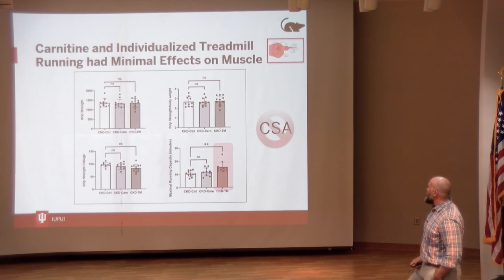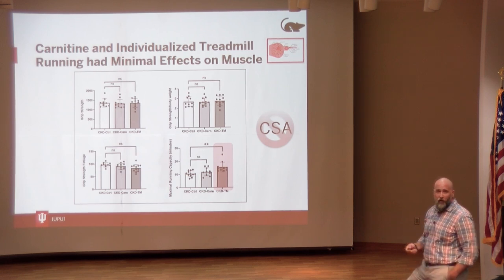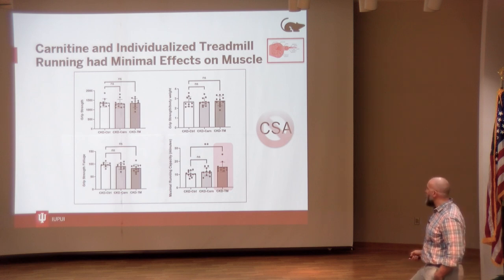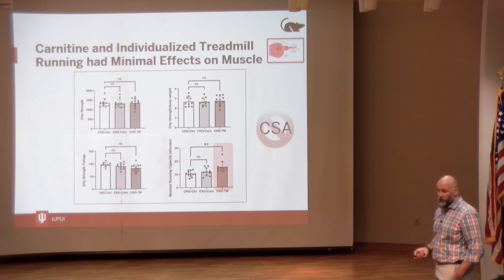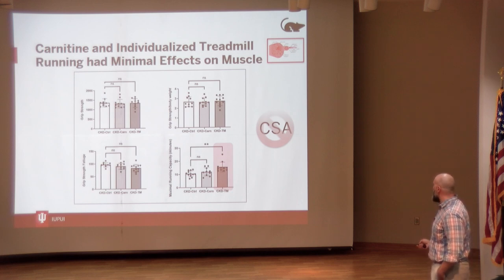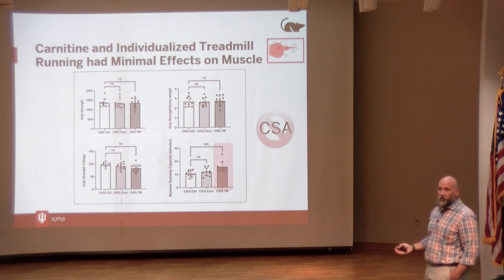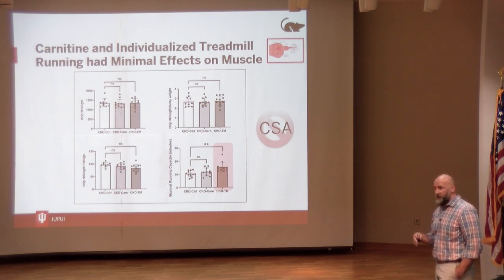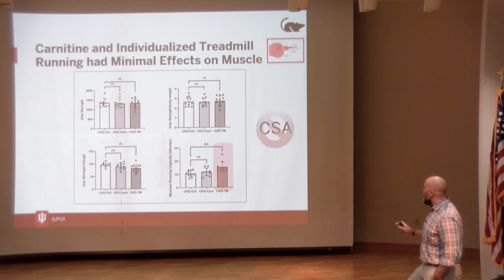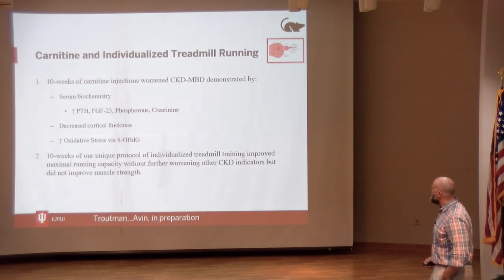From a cross-sectional area standpoint, we didn't see any difference. So again, I don't know how much atrophy is occurring, but it's not occurring in our model. Again, this was grip strength that we had in this study. No difference in grip strength, but again, I don't like grip strength. This was more of a consequence of resources more than what I wanted. But the treadmill training did increase maximal running capacity. So it almost seems like regardless of what you do, whether it's low intensity, high intensity activity, whatever it may be, we are getting an increase in running capacity.